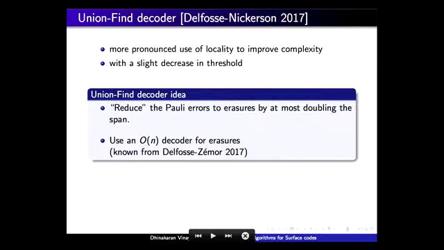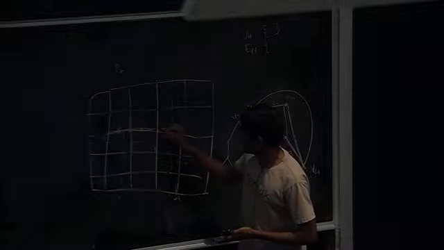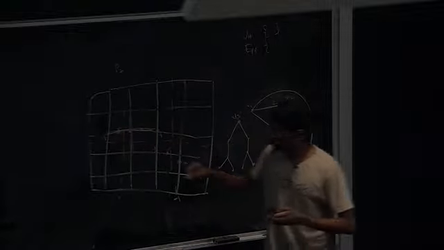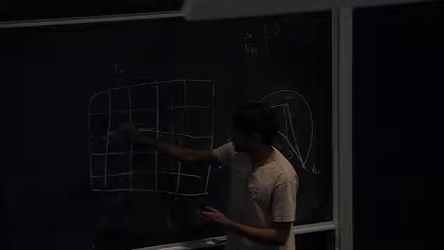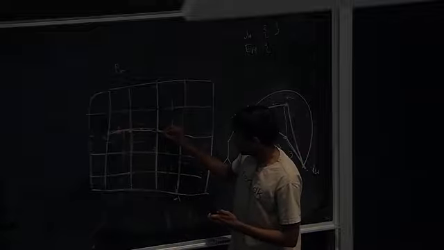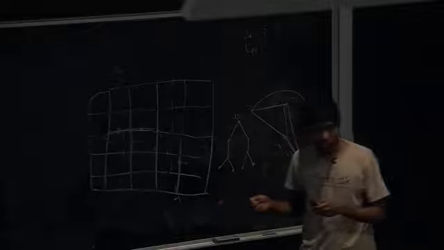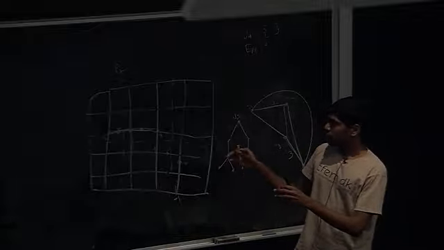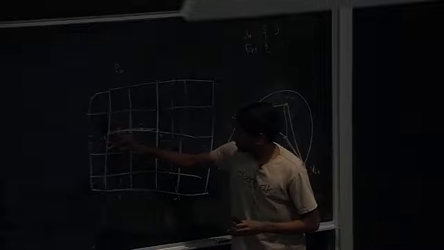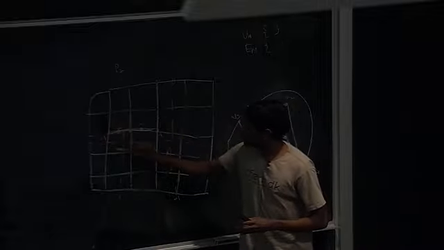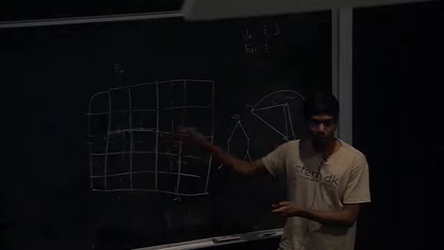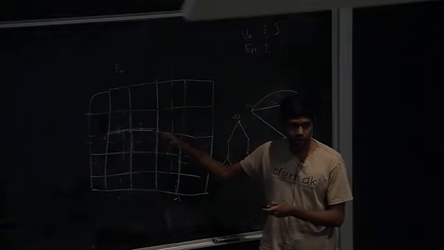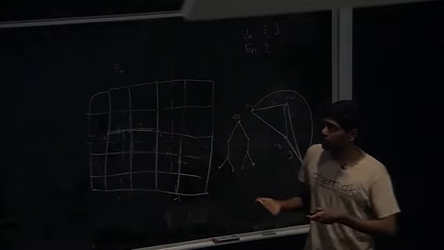What they do is, you're given the set of Pauli errors, or rather the syndrome vertices for the Pauli errors, and given that, you find a slightly longer span such that all the Pauli errors are included within it. And then you apply an erasure decoder on that set of qubits. So I'll say this in a little more detail.